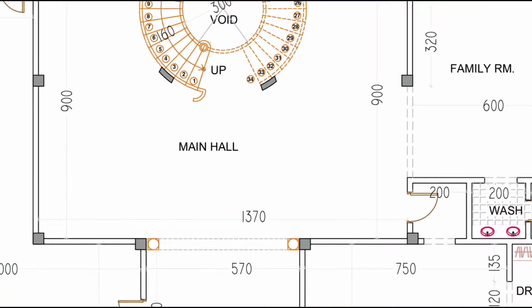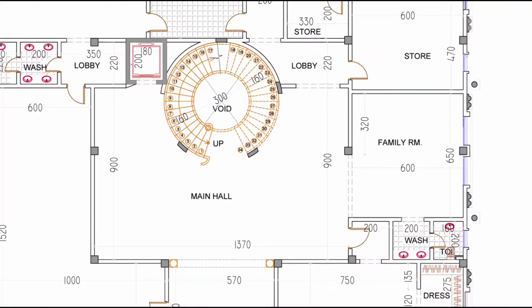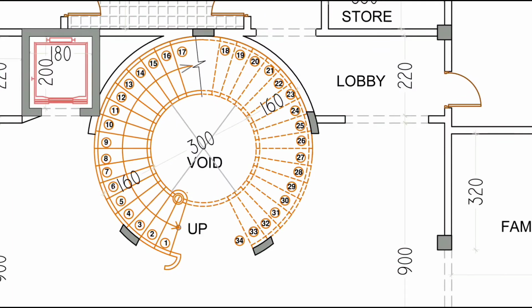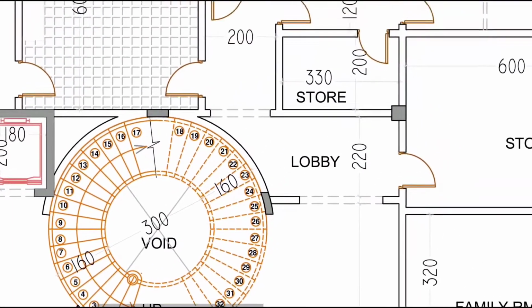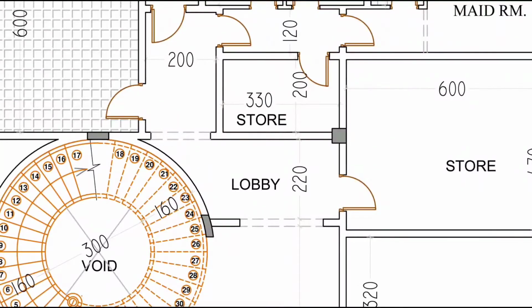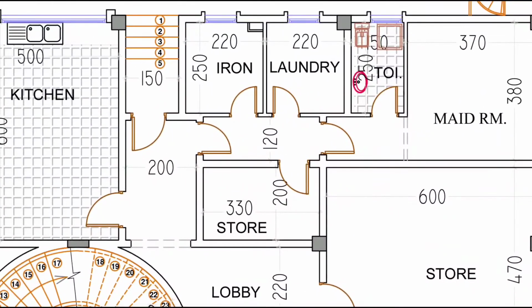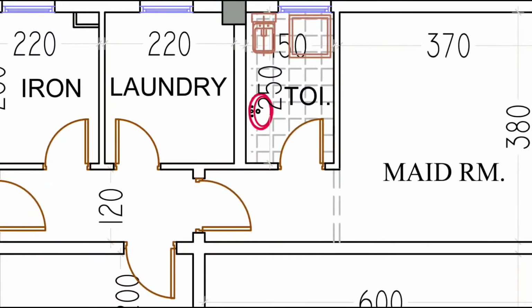So we will see our main hall. This is our main hall, 1370 by 900, and this side also 900. You can see this wonderful circular stair design, very unique and wonderful. And this side is our lobby, and this side our access to laundry room, iron room, store room, servant room, attached toilet, everything arranged. We will see this one by one.